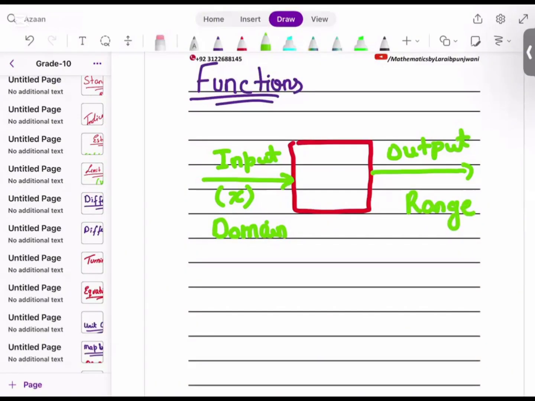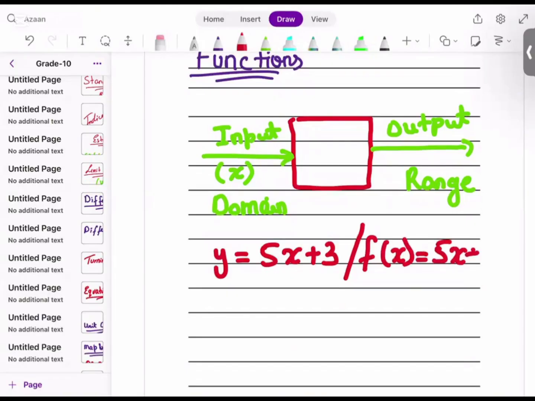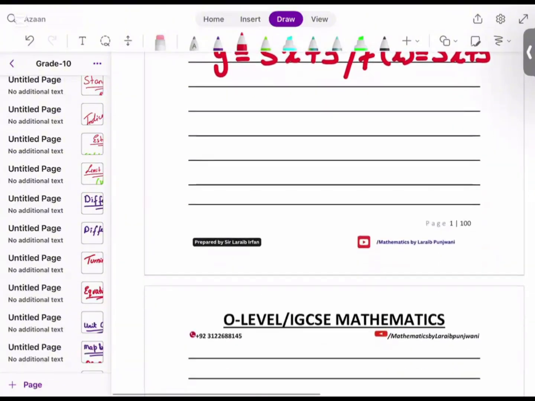The function, you will get the question in two ways. You will see the question like this as well. For example, y equal to 5x plus 3. Sometimes you will see the question like this: function f(x) is equal to 5x plus 3. Both have the same meaning. We input some values of x, so you will get the output of y. This is what the function is. So now we will see how to solve some questions of functions.